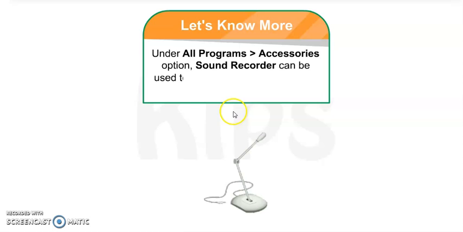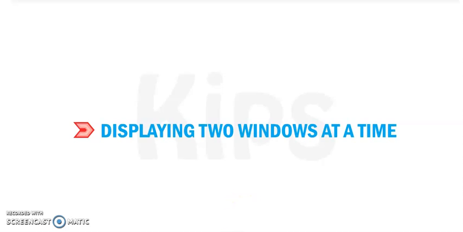Now there is one Let's Know More point also. Under All Programs and the Accessories options, Sound Recorder can be used to record sound with the help of a microphone. We can record our voice with a microphone. Okay children, now I hope you understand these two topics, ripping and burning.